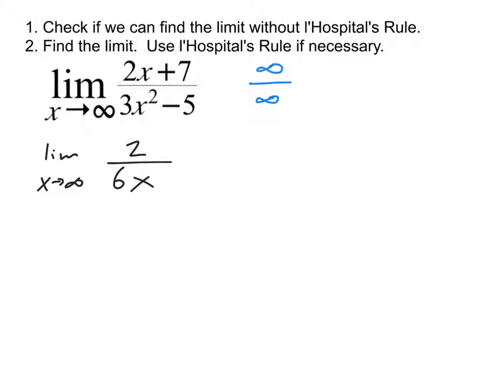And now once again, I try substituting in infinity to see what that gives me. When we do that, the 2 on top just has to stay at 2 because there's no x there to plug in, right? So that's a 2. And on the bottom, we do 6 times infinity. And no matter what you multiply infinity by, it can't get any bigger. It's still infinity. So we end up with 2 over infinity.